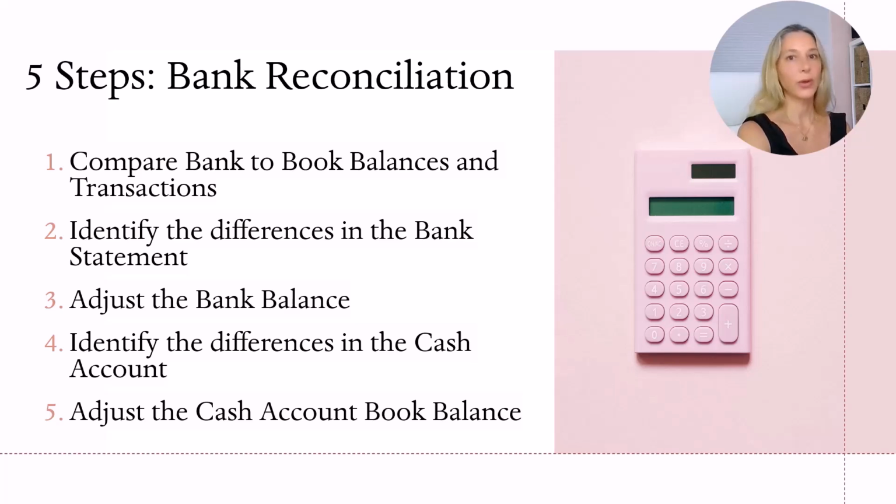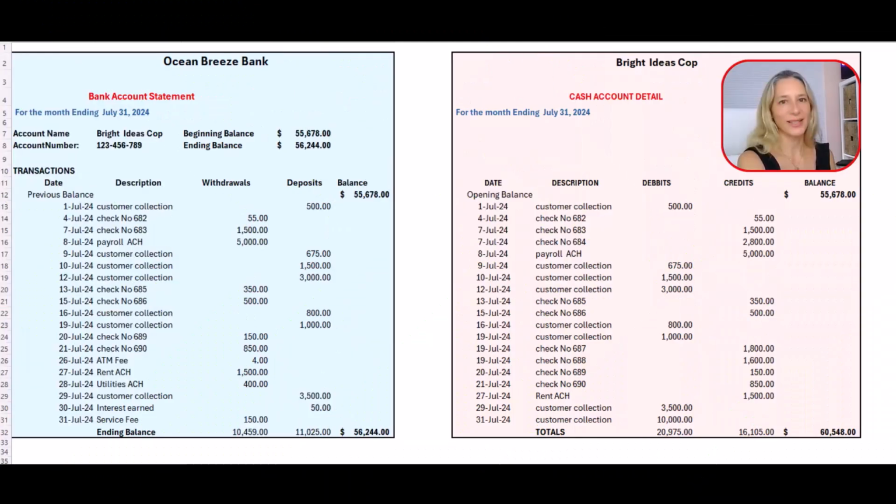Number 4, we're going to identify the differences in the cash account. Number 5, we're going to adjust the cash account book balance in our bank reconciliation statement. Once we are done with these 5 easy steps, we will have our true reconciled cash balance. So let's do this. Step 1, compare bank balance to the book balance and the transactions.